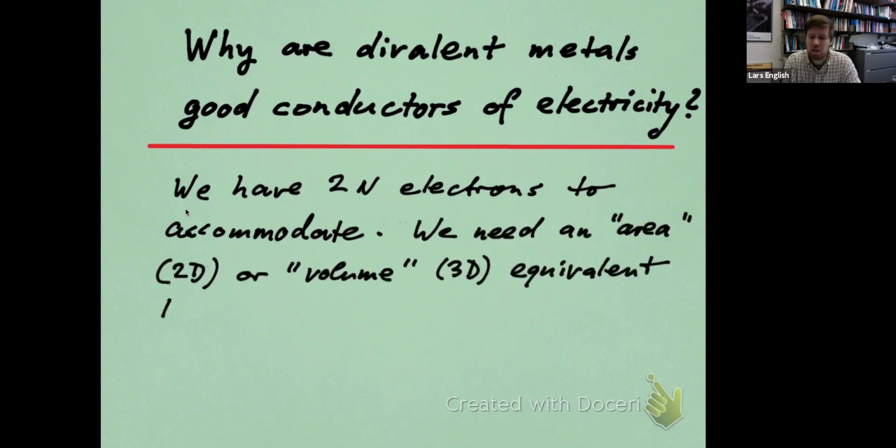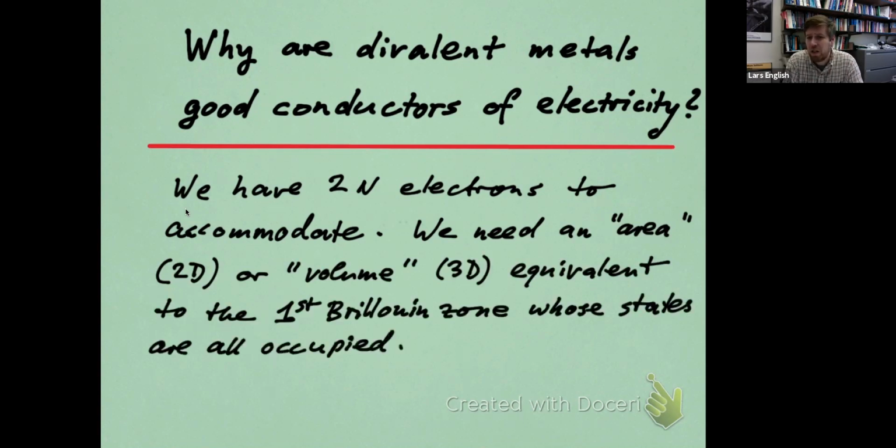So we need an area in 2 dimensions, or a volume in 3 dimensions, equivalent to the first Brillouin zone, whose states are all occupied. We need an area or a volume equivalent to the first Brillouin zone to accommodate them all. Remember that from 1D? The entire first band was filled for these divalent metals. That's why we initially concluded in 1 dimension that they would be insulators.